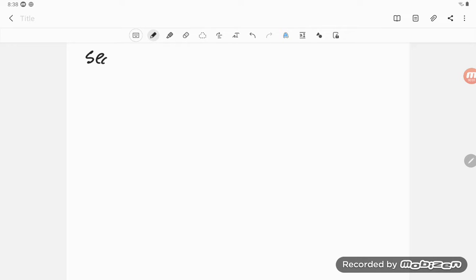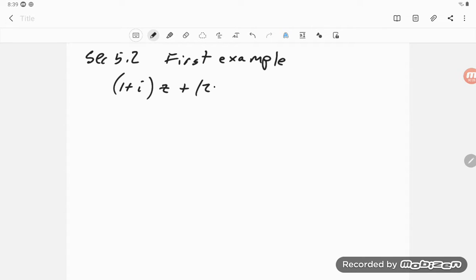So we're in section 5.2, and I'm just going to do that first example. Now, I'm not going to use Cramer's rule, so that's part of the reason for doing the example. So we want to do the typical, say, two equations, two unknowns, except this time everything's complex.